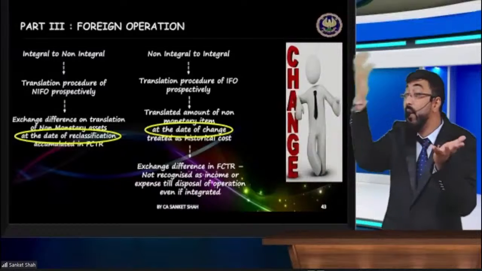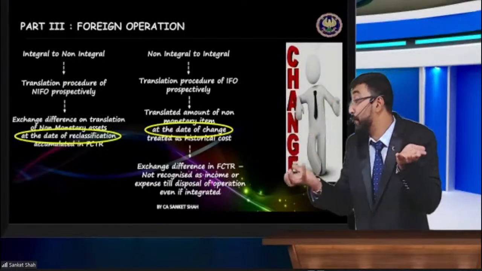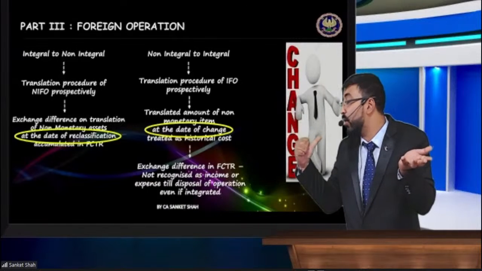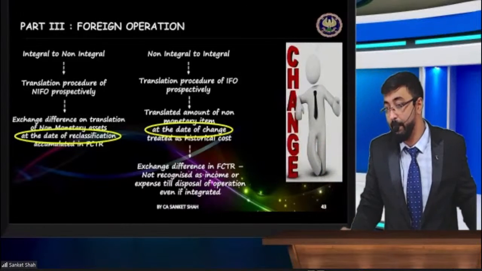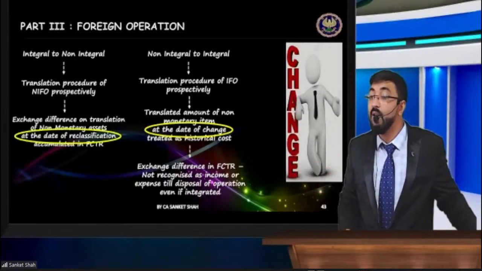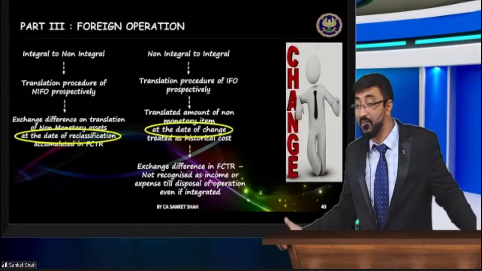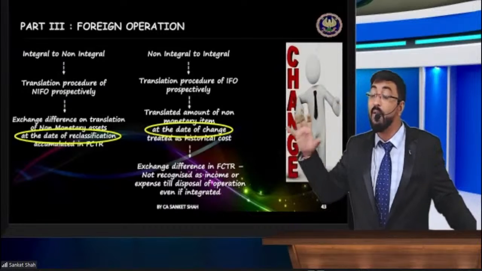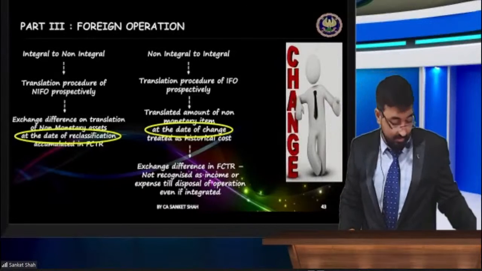But the problem is non-integral to integral, because in non-integral you already have FCTR, and now you will change to date of purchase. Closing rate is not important, because now date of purchase is important. Will you move back to date of purchase? No. So here you will consider the date of change as the date of historical rate, because you want to record your non-monetary asset at date of purchase, but you can't move back. So the date of change is the historical cost date, and the balance in FCTR will continue up to disposal of your entity. जब तक कंपनी बंद या उसको बेचता नहीं है, it will continue in the books of accounts, in the financial statements.